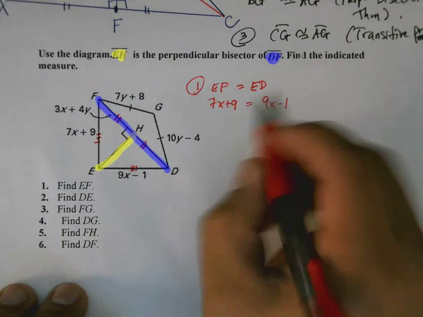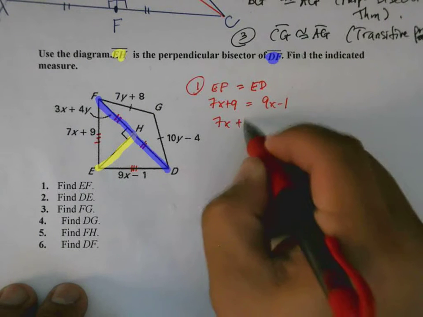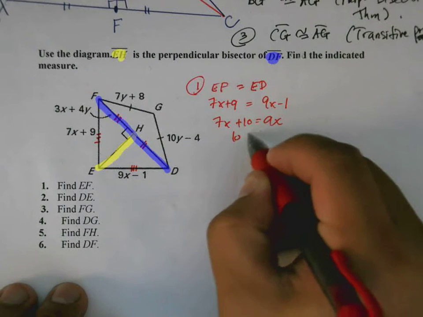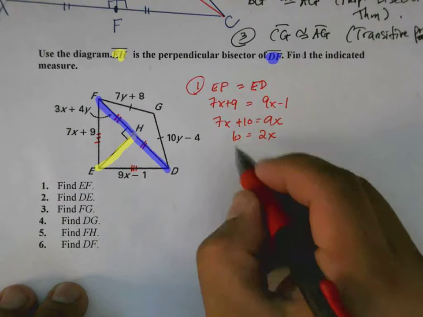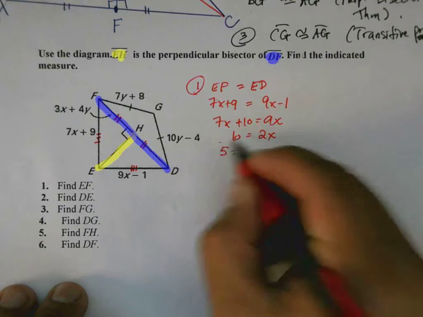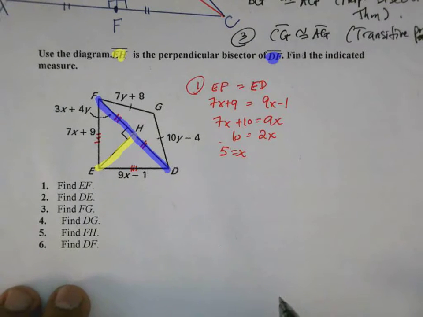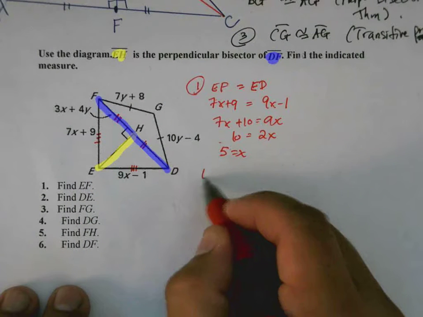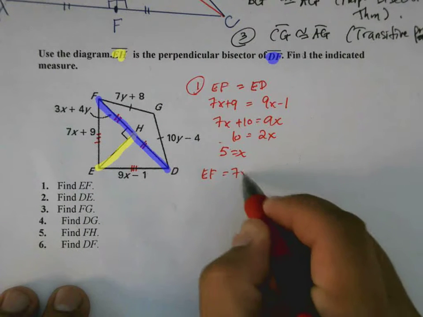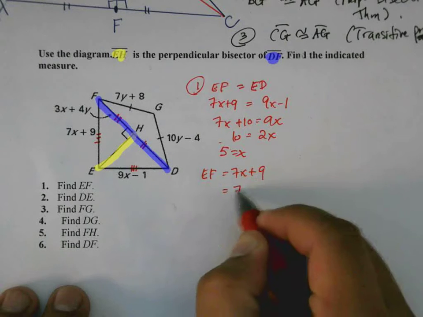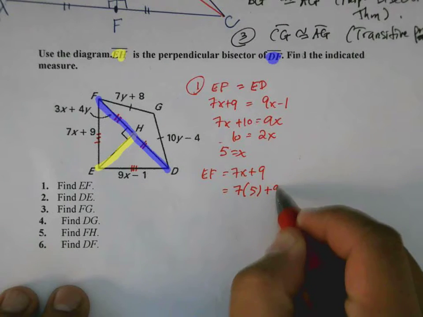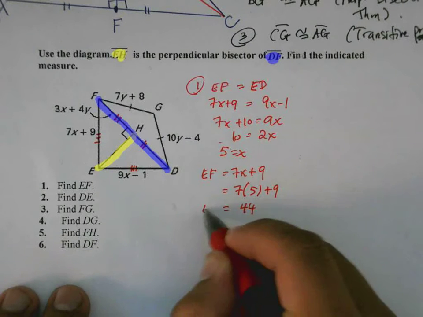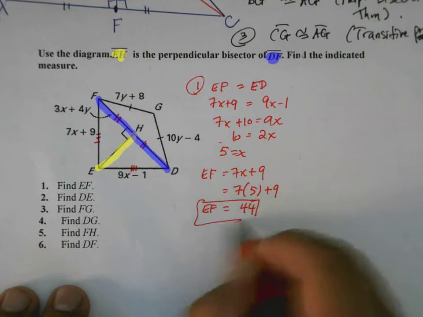Add 1 to both sides. Subtract 7x from both sides. You get 10 equals 2x. Therefore, 5 equals x. Now that's not our final answer. I almost wanted to circle it. Our final answer is 7x plus 9. And then we make the substitution. 7 times 5 plus 9, that's 35 plus 9, that is 44. Now, this is our final answer for that particular problem.